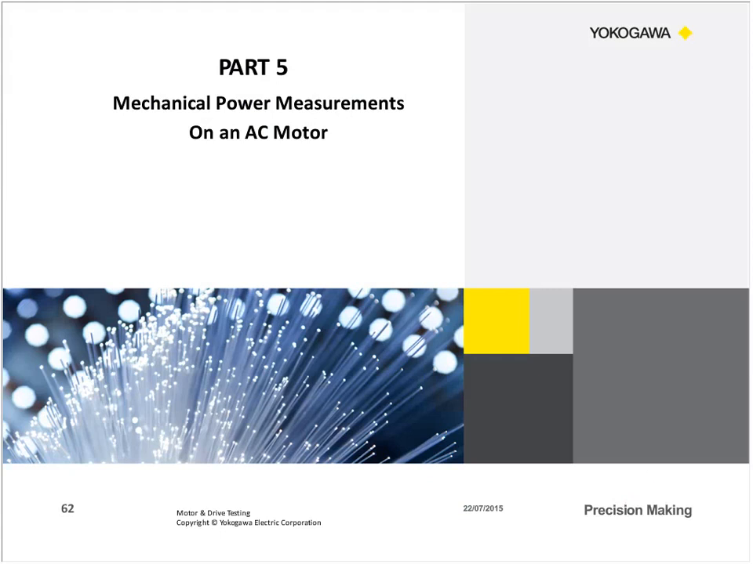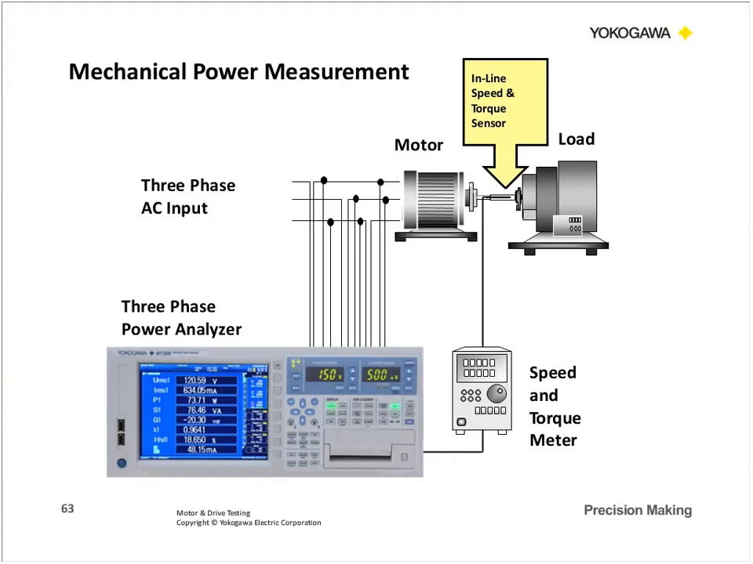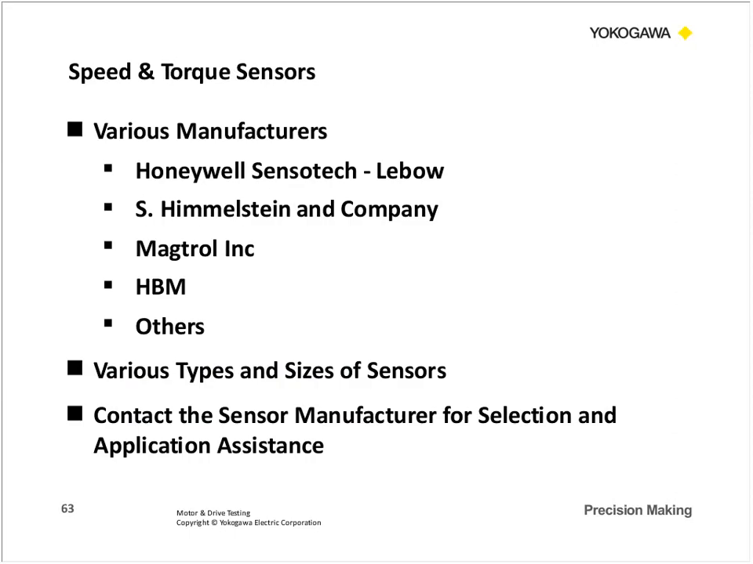Let's look at some mechanical power measurements. Okay, so we've got our motor, three phase. We put some inline speed and torque sensors and some type of variable load. And we go through a speed and torque meter, and this can be fed into a lot of our different power analyzers so we can measure the mechanical power directly inside the motor.